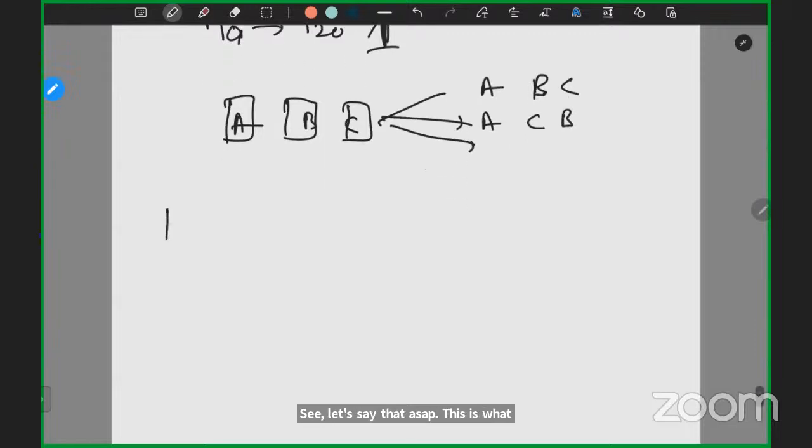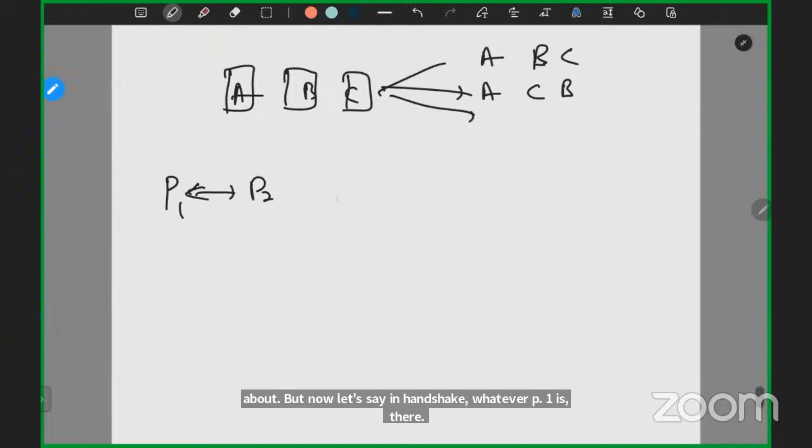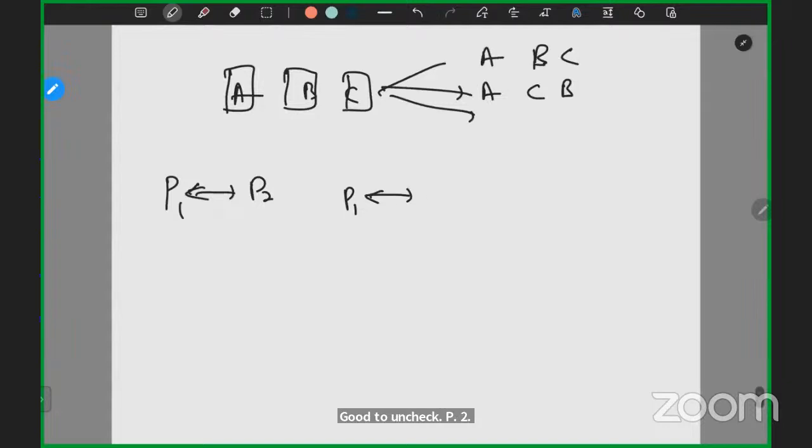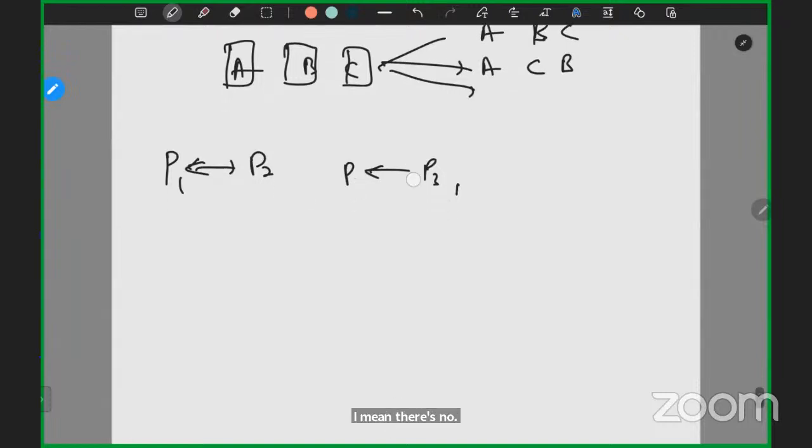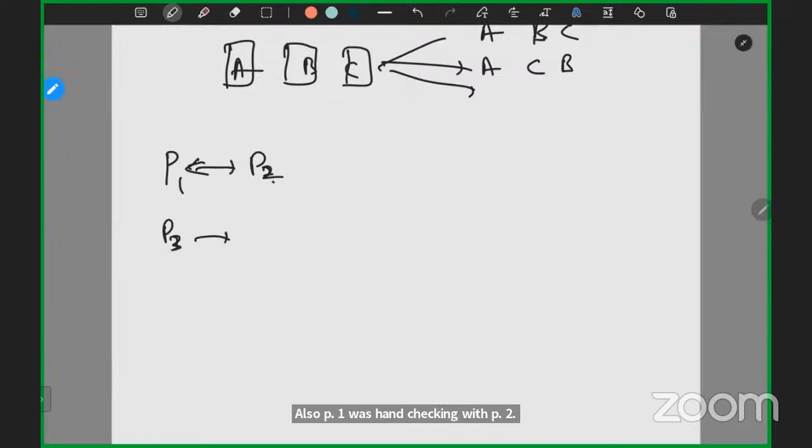Now let's say in a handshake, what happens? P1 does a handshake with P2. Then P1 does a handshake with P3. There's no arrangement here. Let's say P1 was handshaking with P2, and at the same time P3 was doing it with P4, but that doesn't matter. The question is only that they should handshake once, right?